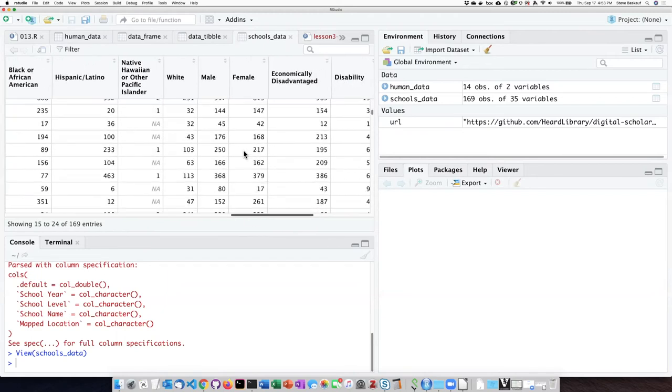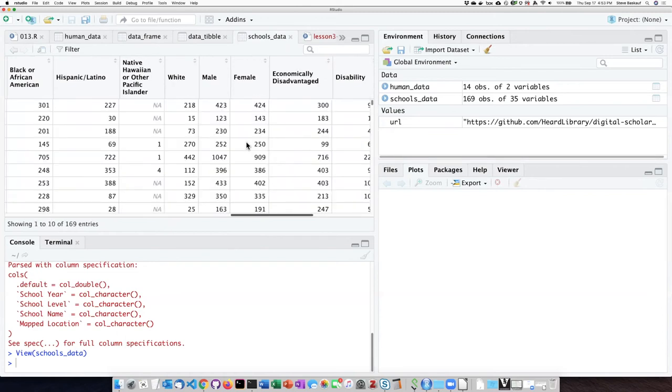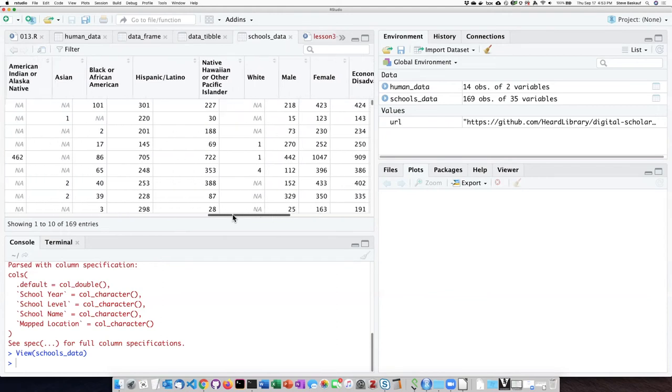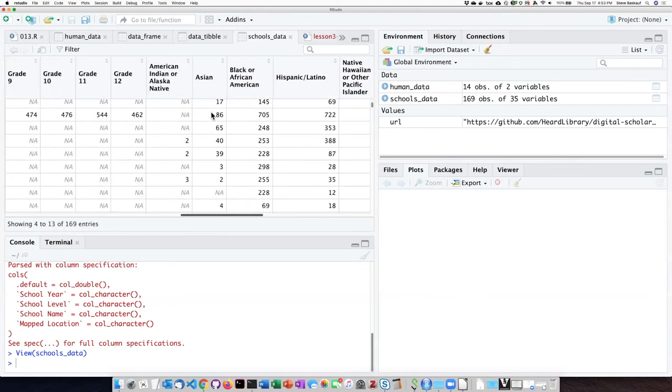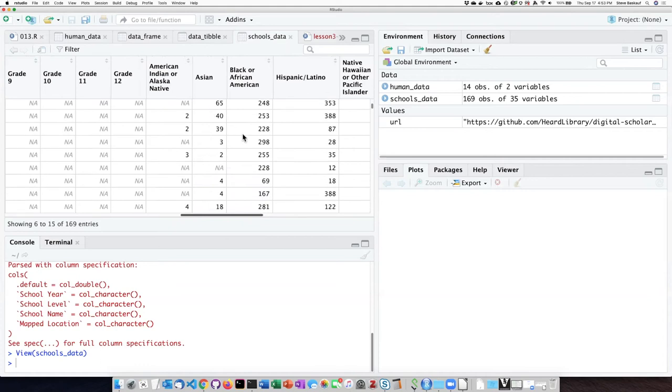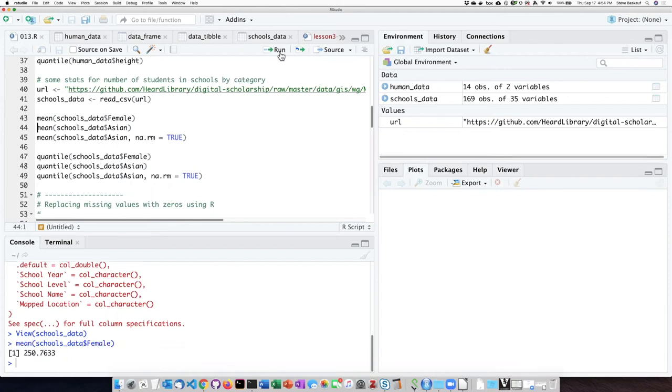One of the columns that we're going to look at in this data set is the column, which is the number of females in each school. And we can see that that column has no missing data in it. The other column we're going to look at is the number of Asian students in the school. And in that column, we can see that there are some missing data. If we perform the same statistical tests on the data from the schools, then we can see what happens.